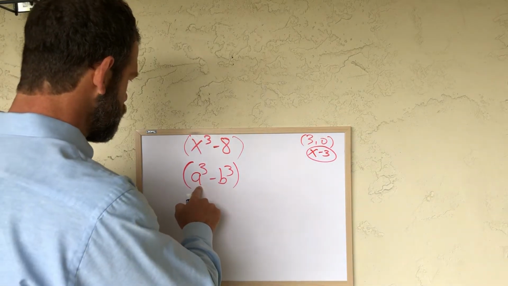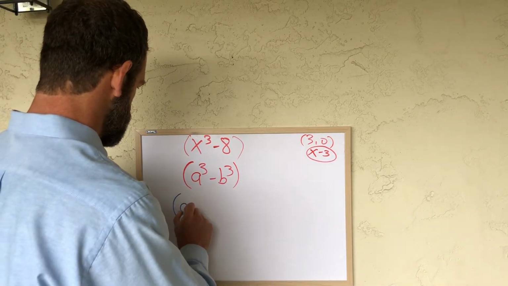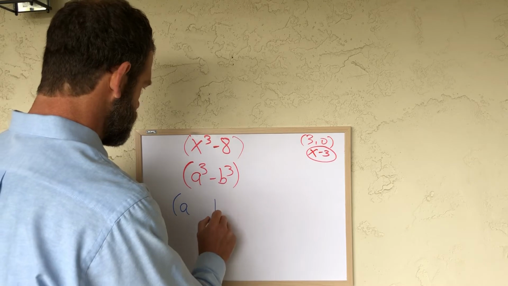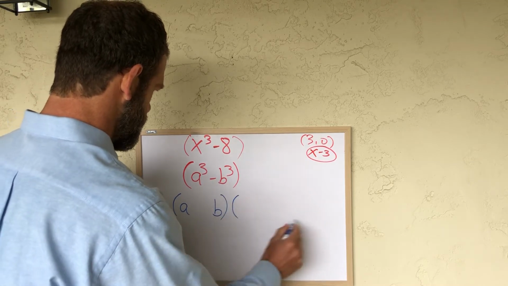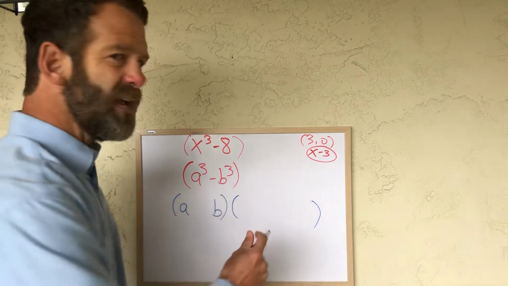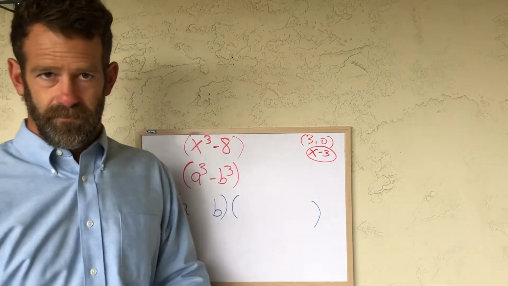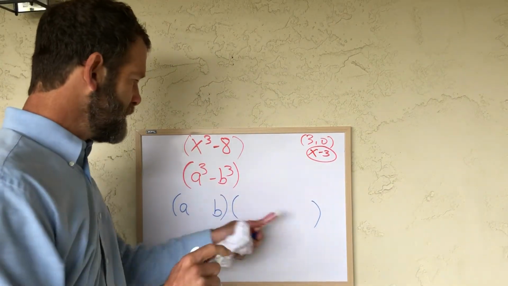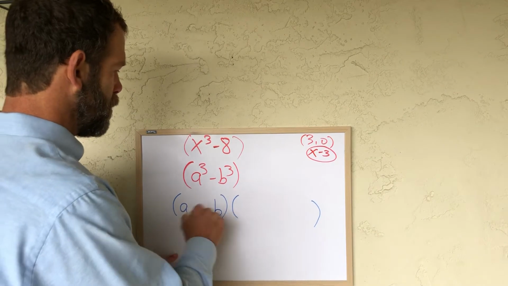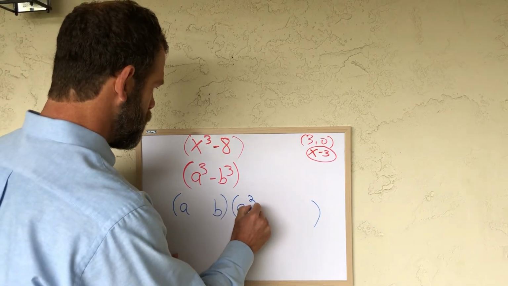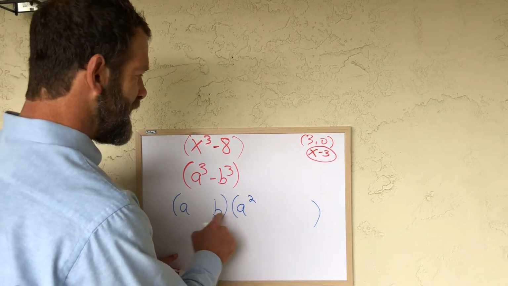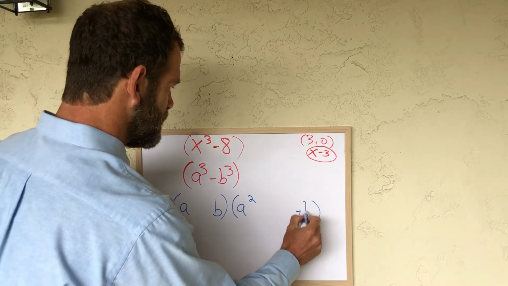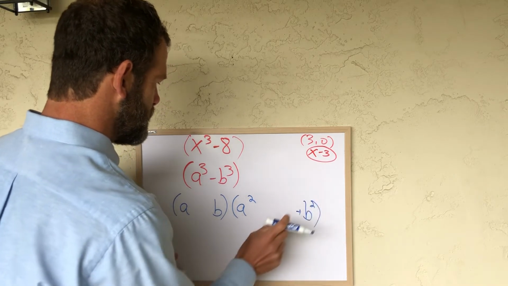The pattern for this is you cube root this term. You cube root this term. And then I give you a big polynomial right here. What happens is you take this term and you square it. You take this last term, and it's always a positive, and you square it.